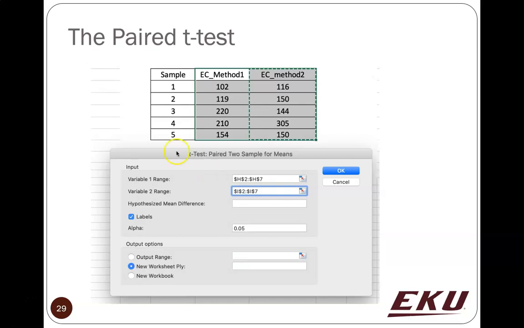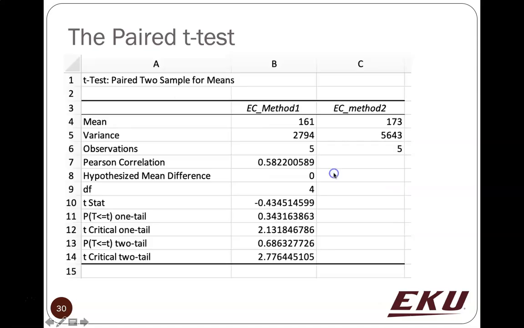If we were to do a paired t-test, it's pretty simple. You would just highlight your columns using the paired t-test option in Excel. If you don't enter anything in there, it just assumes 0. If you click labels, that will account for the labeling at the top, and then you hit OK. It will then present a new Excel spreadsheet that gives you all of this information.